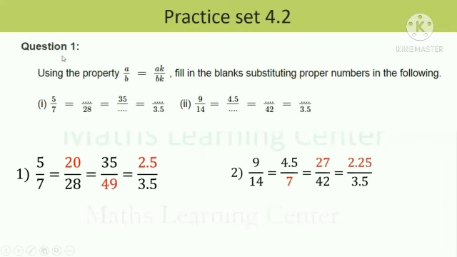Question number 1 of practice set 4.2 is: using the property A upon B is equal to AK upon BK, fill in the blanks substituting proper numbers in the following. So what is that property? What is this property of the ratio? A upon B is equal to A into K upon B into K.